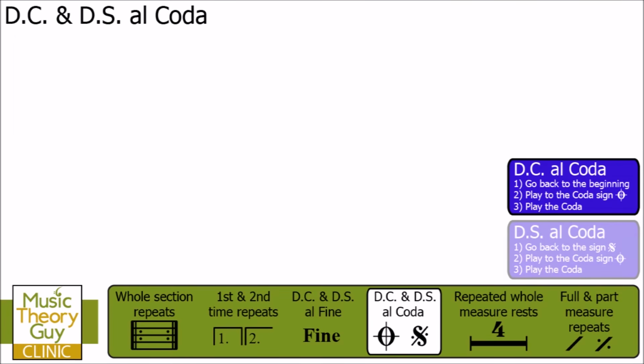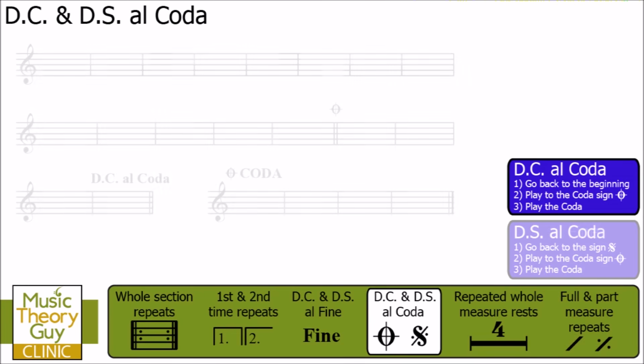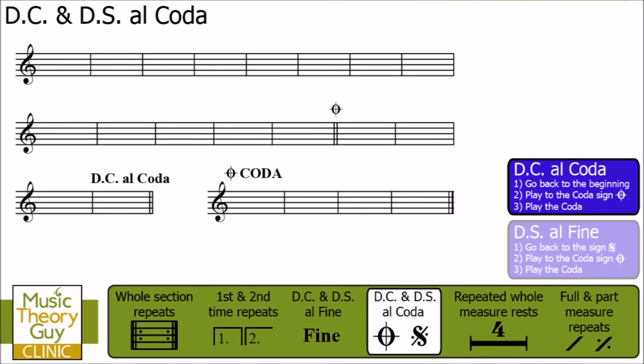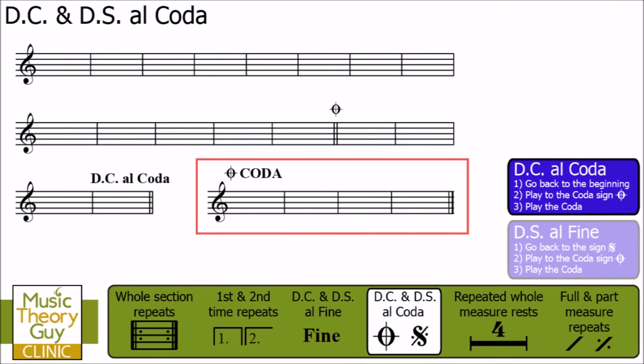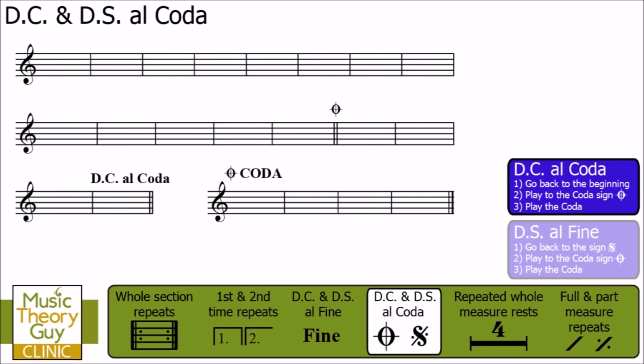Let's focus on DC al Coda first. Now here are some empty bars. I've not bothered to put any notes in, it's just much easier if I explain how it works with just some series of bars or measures. Just a couple of things to notice before we get going with this example. Firstly, the coda is right at the very end and it's always separated from the main set of bars or measures. Here we've got the instruction DC al Coda, and here we've got that funny little sign that means go to the coda. So let's have a look at exactly how this works in practice.